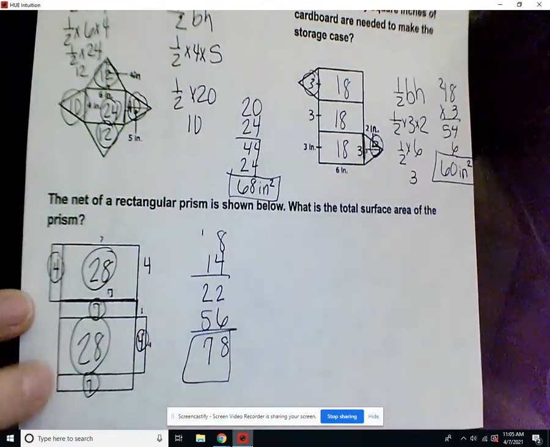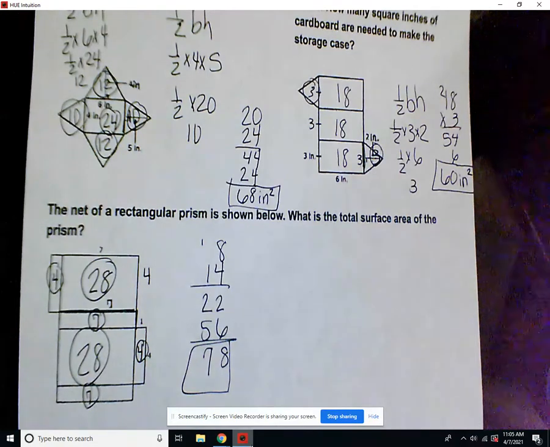All right, so the next video is going to be looking at composite figures.